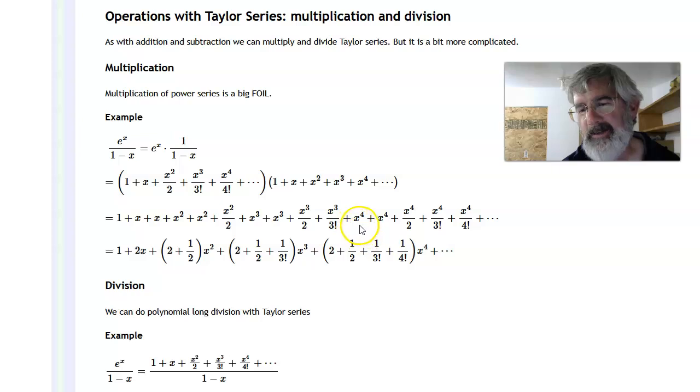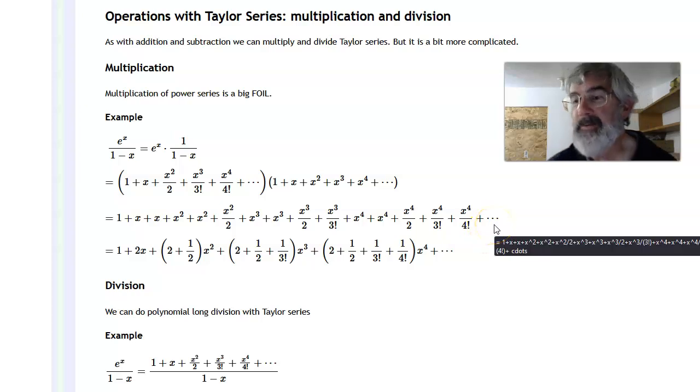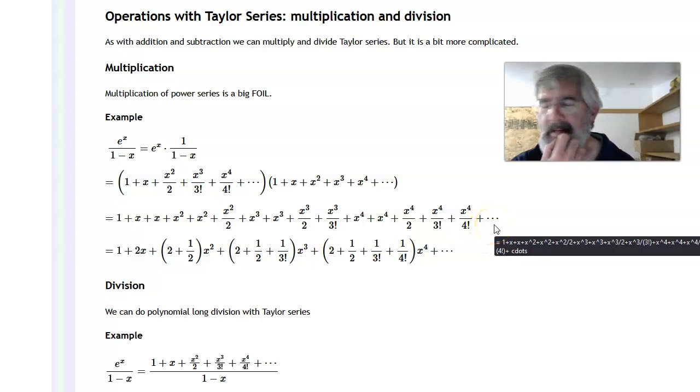There's 5 ways to get x to the fourth powers, right? 1 times that x to the fourth, x times that x cubed, x squared over 2 times that x squared, x cubed times that x, and x to the fourth times that 1, and there's all the results right there. And then you go plus, do all the fifth powers, and then so on.